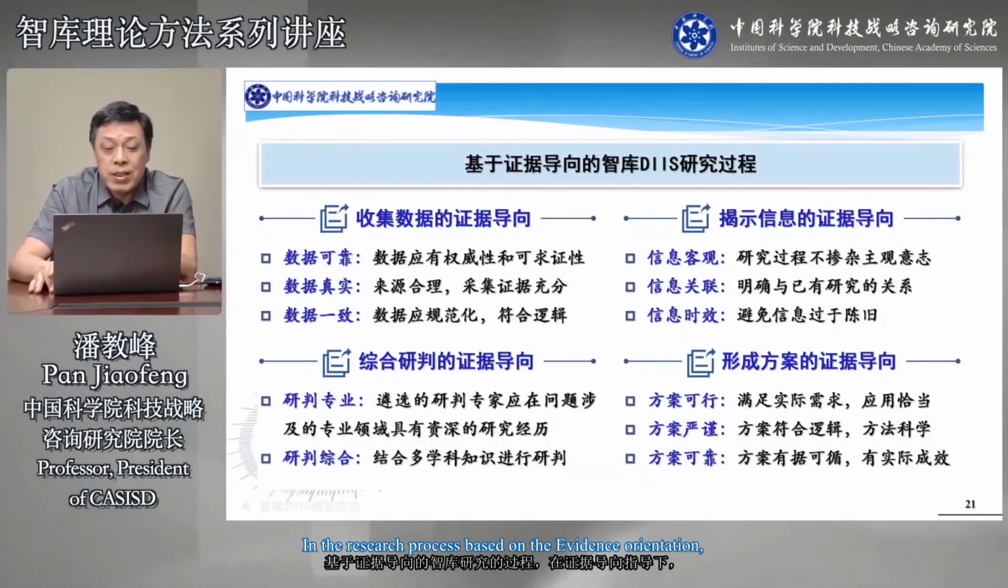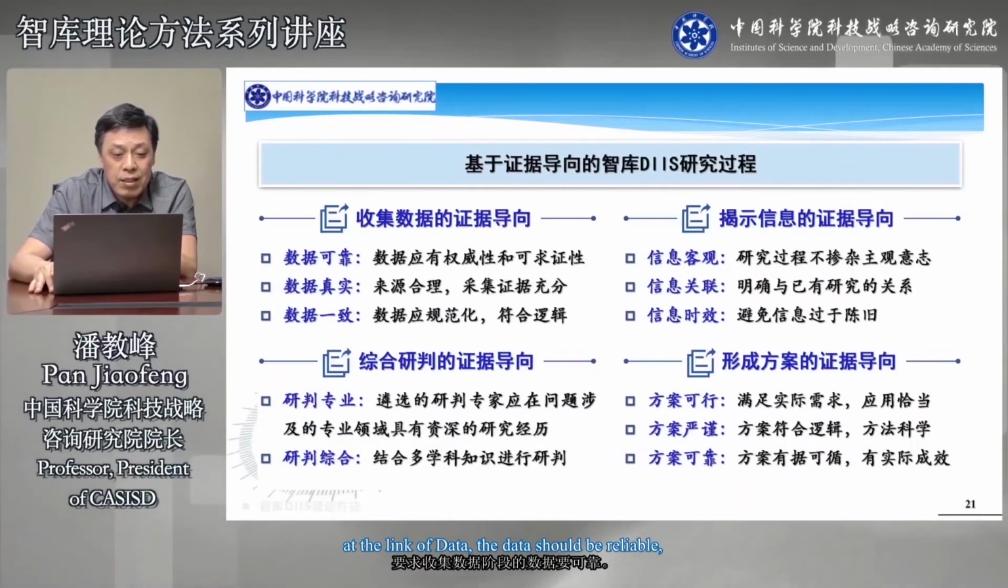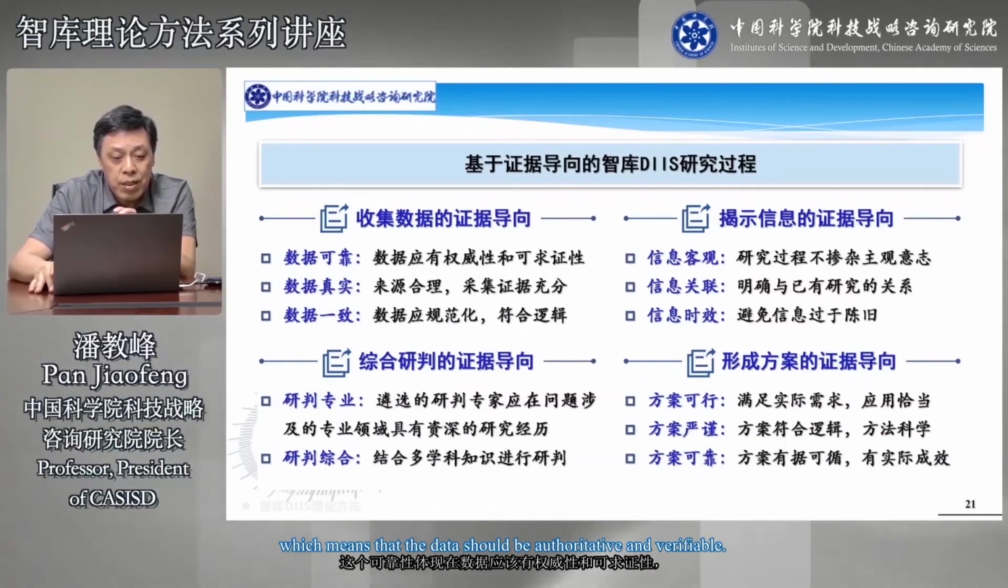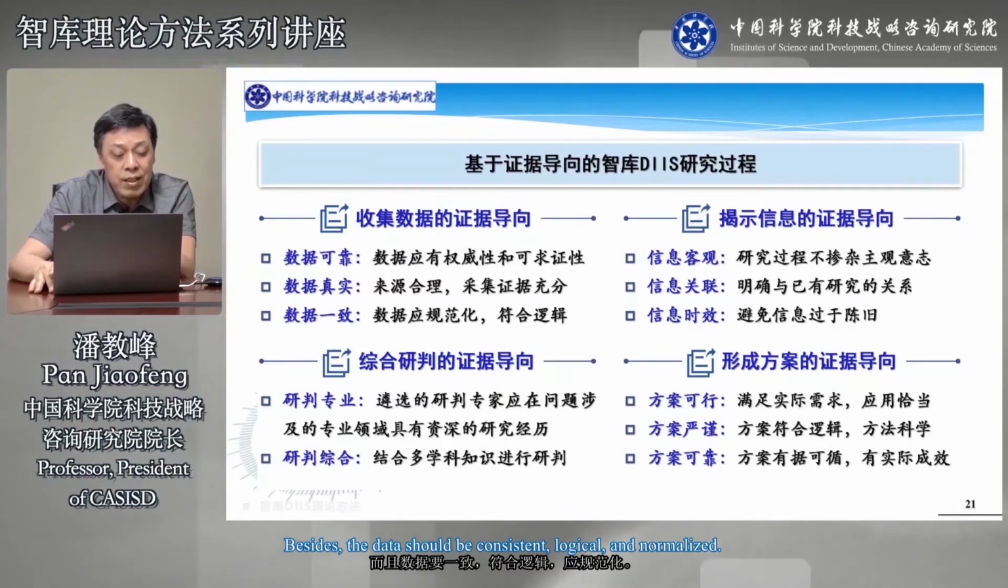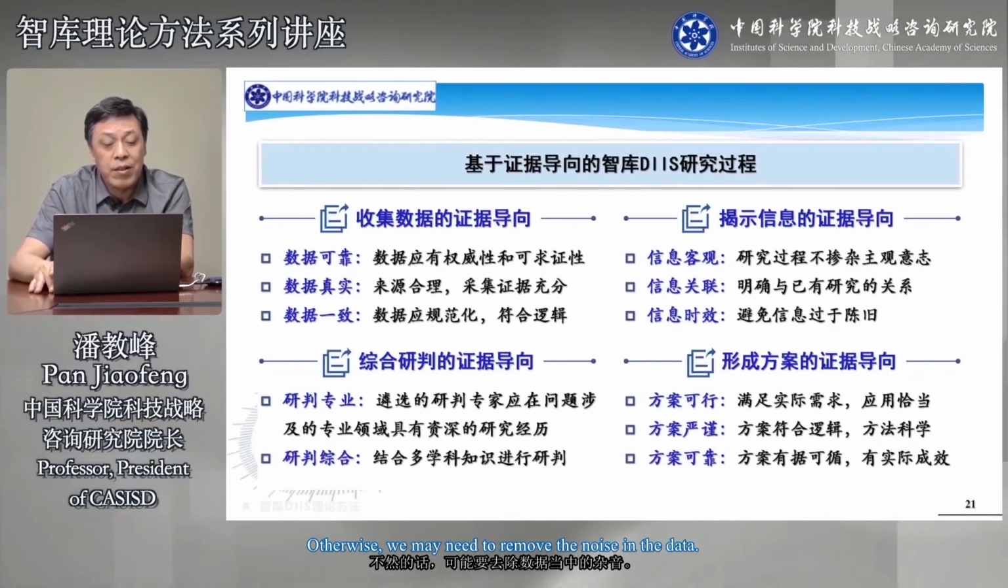In the research process based on the evidence orientation and the link of data, the data should be reliable, which means that the data should be authoritative and verifiable. The source should be reasonable and the collected evidence should be sufficient. Besides, the data should be consistent, logical, and normalized. Otherwise, we may need to remove the noise in the data.